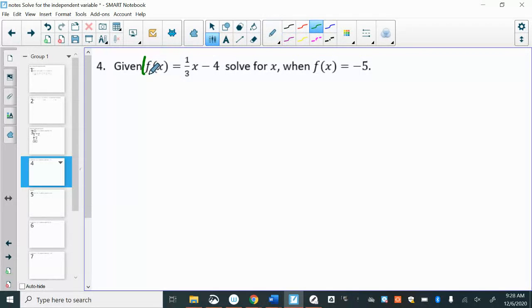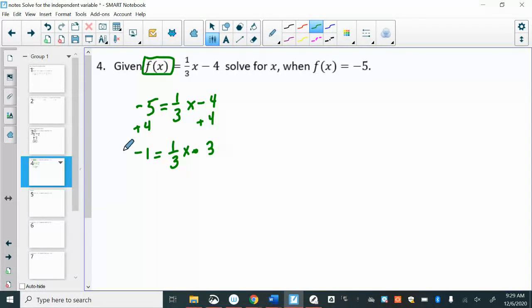Okay, again, we want to take this f of x, and we're going to replace it with -5. Rewrite the equation, and then we're going to start solving. We're going to add 4 to both sides. So we get -1 is equal to 1/3 x. To get rid of this 1/3, we're going to multiply each side by 3. Denominator to numerator will cancel, and we're left with x is equal to -3.